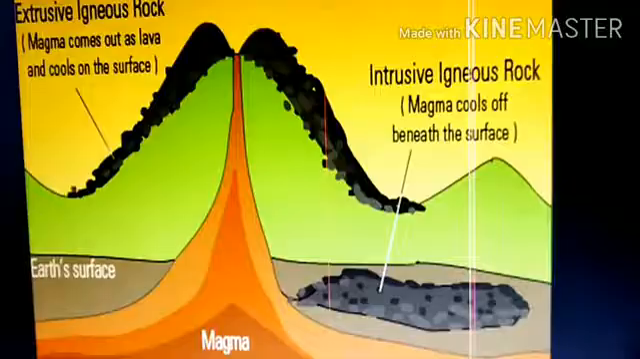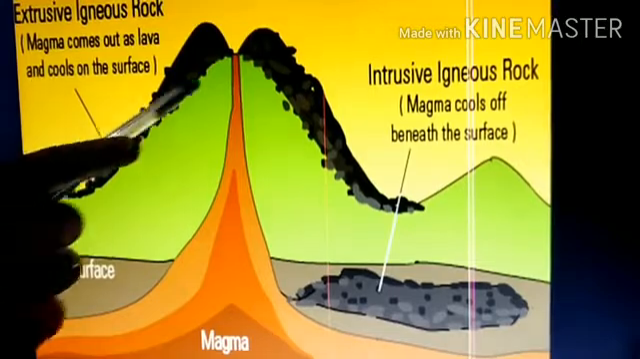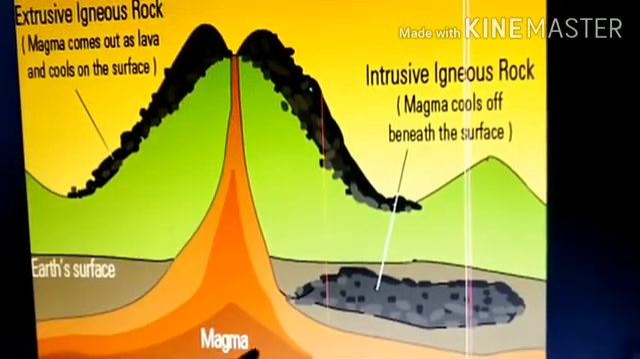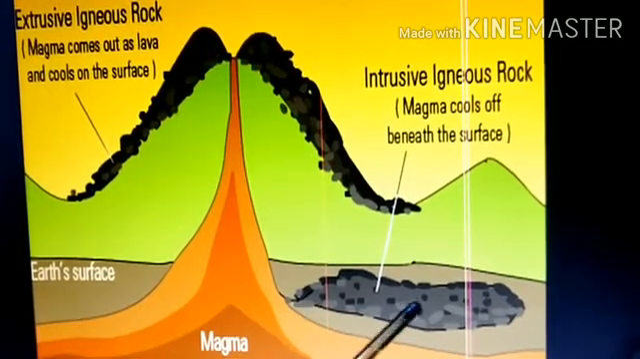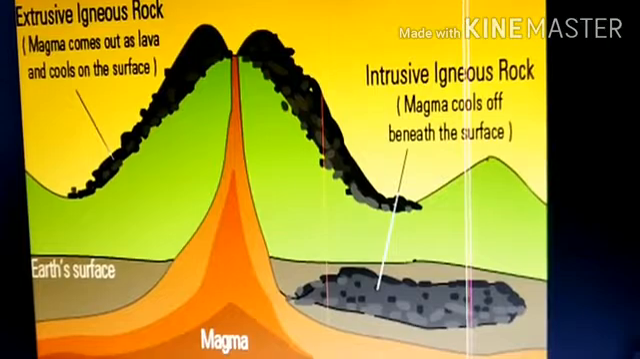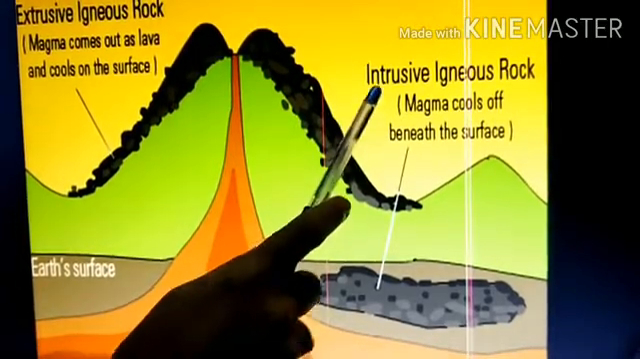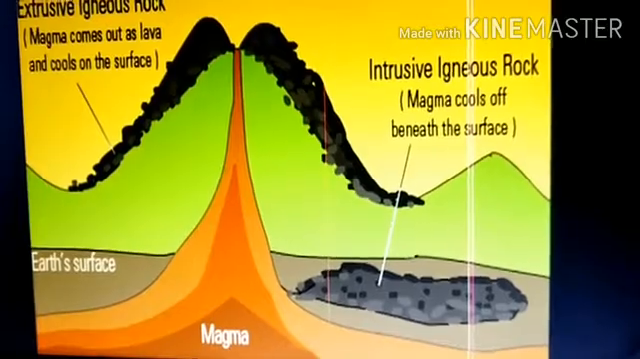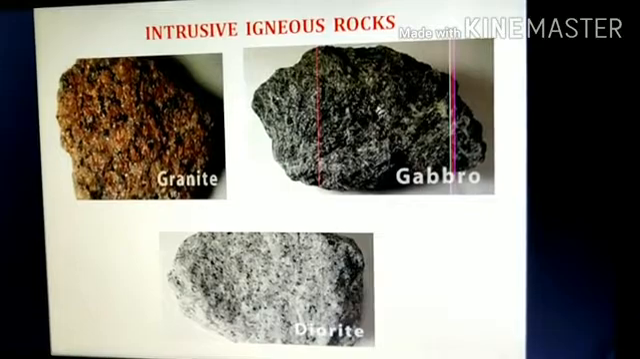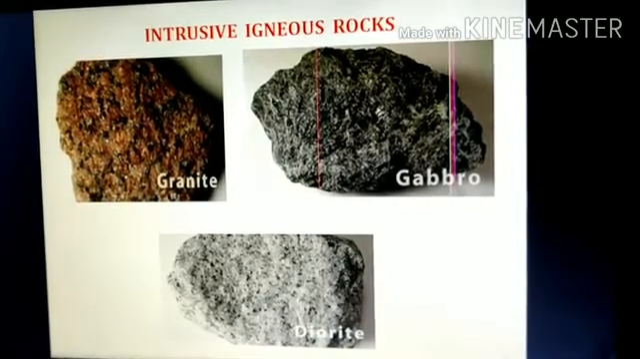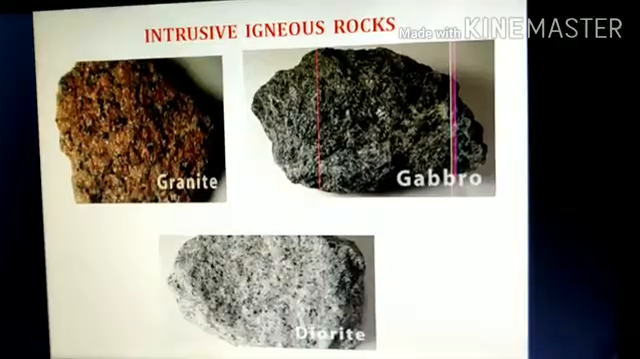Now, let's discuss intrusive igneous rocks. What are intrusive rocks? How are they formed? Sometimes the molten magma cools down deep inside the earth's crust. It slowly cools down and becomes solid. Rocks formed in such a way are called intrusive igneous rocks. Granite, gabbro, diorite. These are the various examples of intrusive igneous rocks.